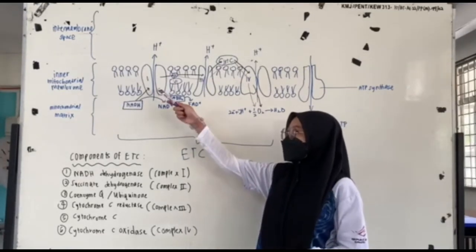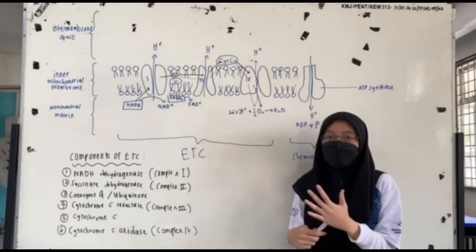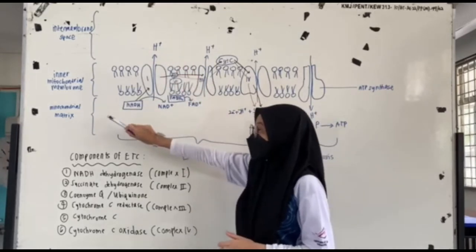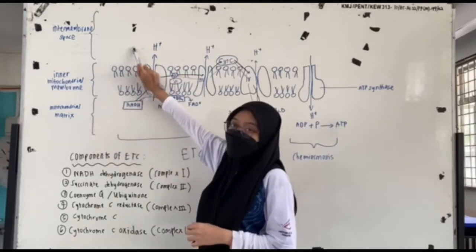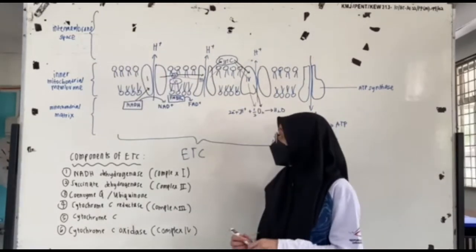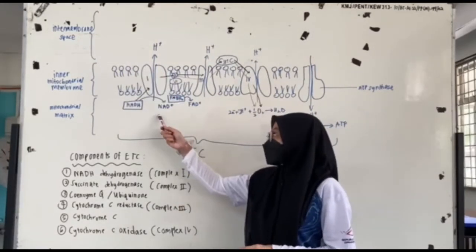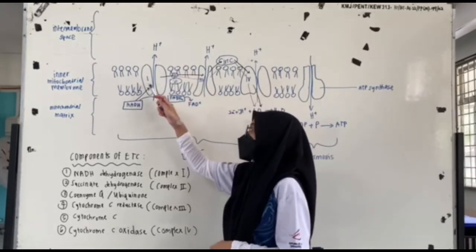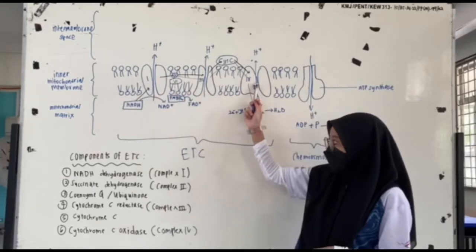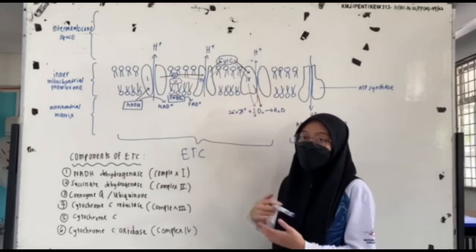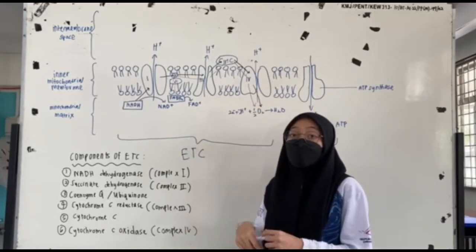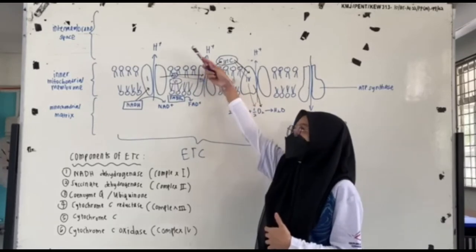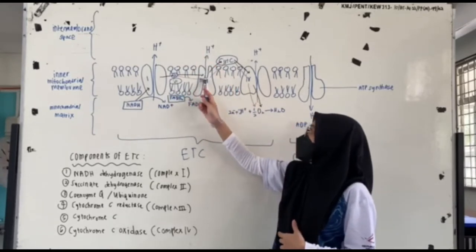As the protein complexes receive and donate electrons, they will pump H plus from the mitochondrial matrix to the intermembrane space. For 1 molecule of NADH, there are 3 protein complexes pumping H plus, which are complex 1, complex 3, and complex 4. While for the FADH2, there are only 2 protein complexes pumping H plus, which are complex 3 and complex 4.